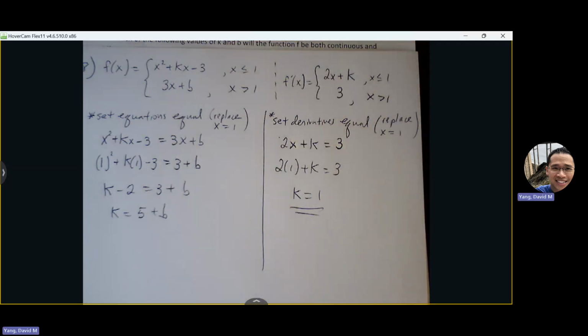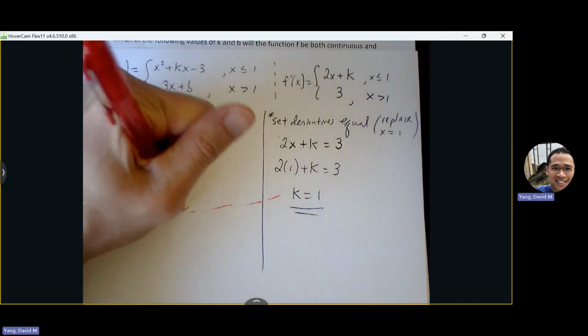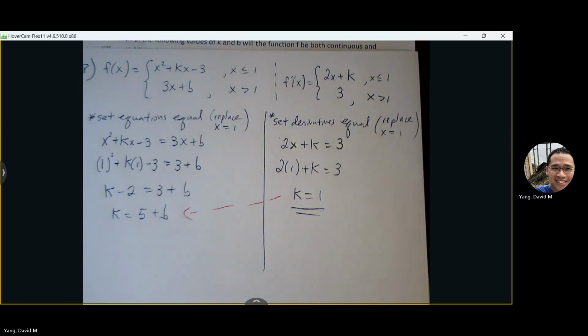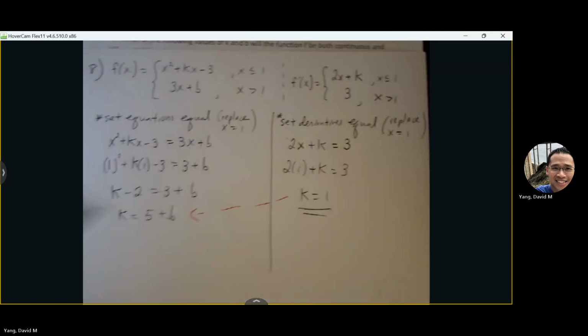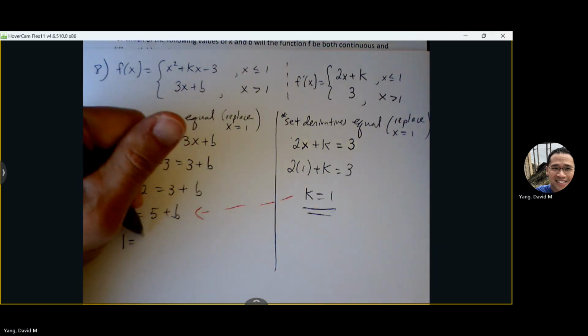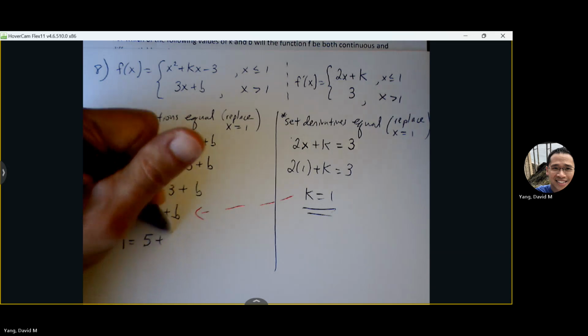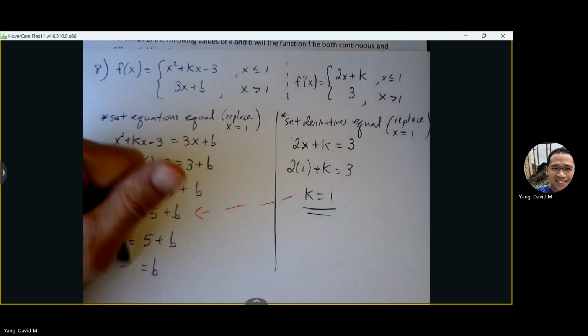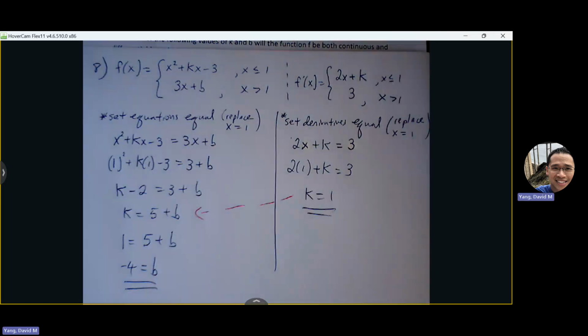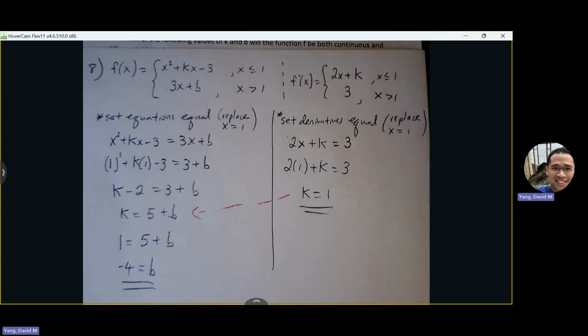So 2 plus k equals 3, k equals 1. So I should be able to use that information to put into my other equation and solve for my other missing value. Okay, replace k with 1, solve for b. So there we have it. We have our unknown constants solved.